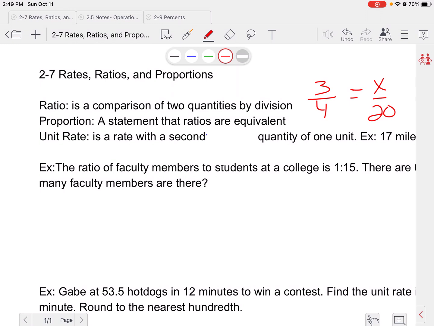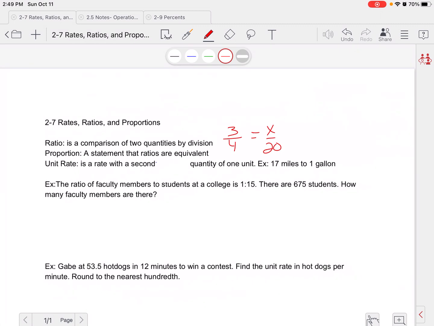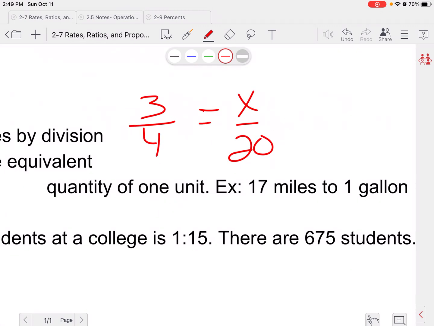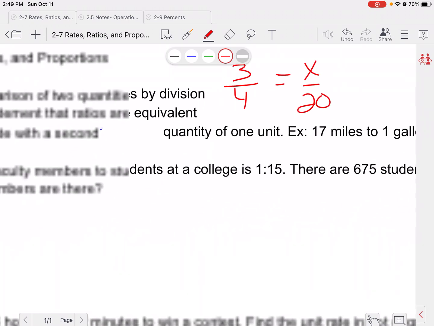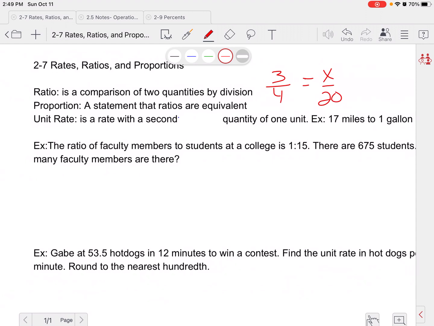And then a unit rate is just where the second quantity in your comparison is the unit of one. So like 17 miles to 1 gallon. Or we could say we're driving 50 miles per 1 hour, okay? Or maybe we are dumping 2 teaspoons every second. So the second quantity is always a 1. Sometimes we say, you get $5 for one bag of apples kind of deal. So the second quantity is always 1.